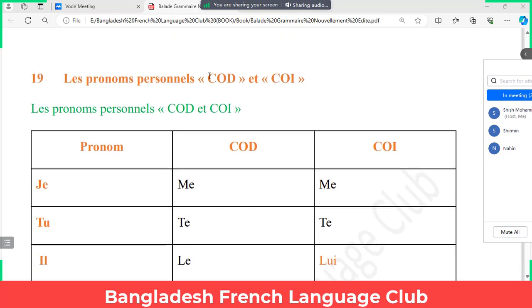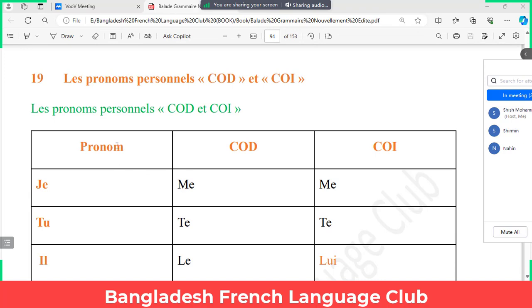The full form of COD et COI is complément objet direct, I mean direct object complement, and complément objet indirect, indirect object complement. In short, they are called COD et COI in French. It's very important. Okay, let's see who they are.